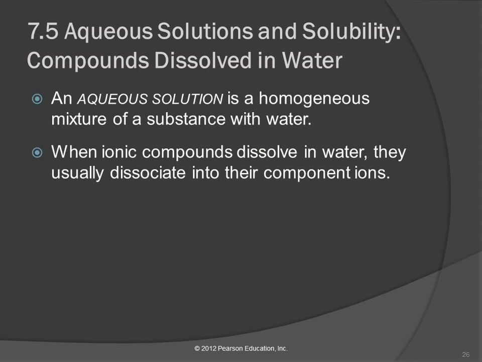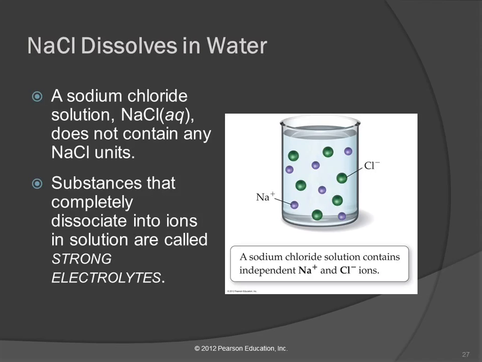When you have an ionic compound that dissolves in water, an ionic compound will usually separate into the component ions. I think we have a picture of that. Yes, we do. Sodium chloride. So sodium chloride is NaCl, and the symbol aq means it's dissolved in water.